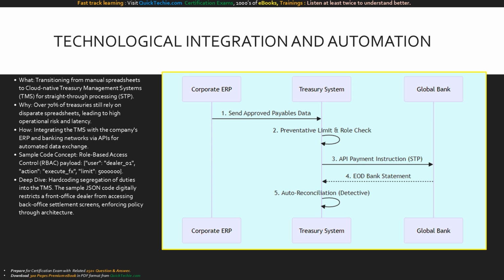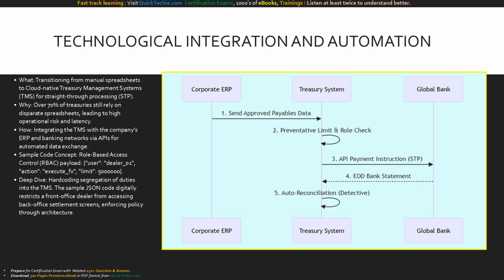When you configure your TMS, you use JSON payloads for role-based access control. For example, assigning user dealer 01 the permission to execute FX with a limit of 5 million. By hard-coding this configuration, the software physically prevents the dealer from accessing settlement screens. You are literally turning your written segregation of duties policy into an unbreakable digital wall.